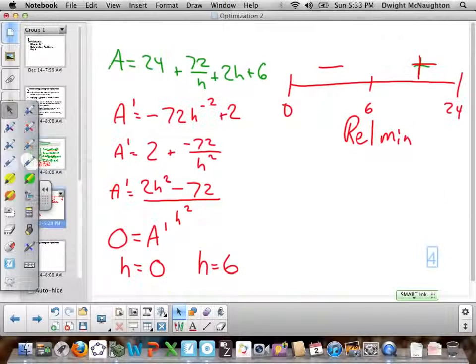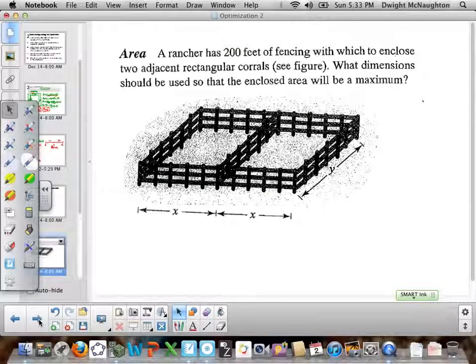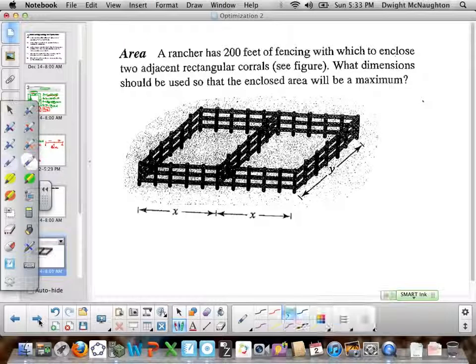Let's try and squeeze one more problem in here. A rancher has 200 feet of fencing to enclose 2 rectangular corrals. What dimensions should be used so that the enclosed area will be maximum? Right, so first off, here's our picture, and we want area. Well, area equals 2x times y.